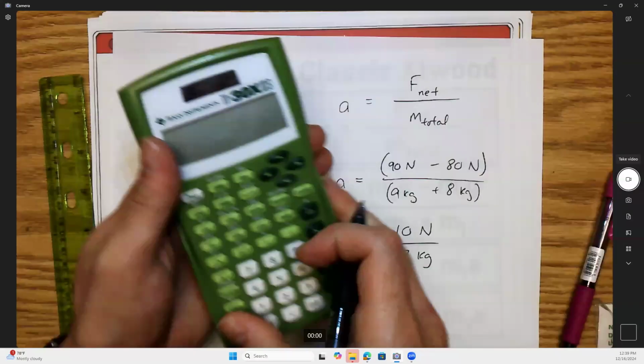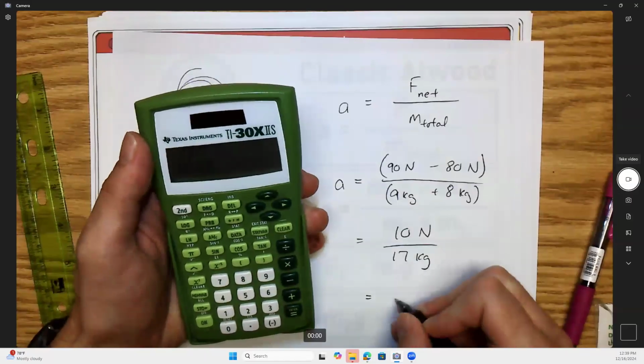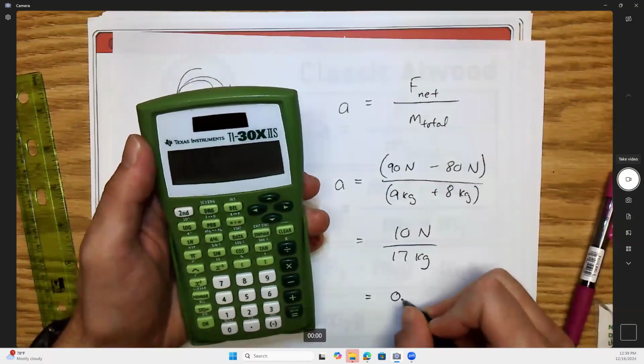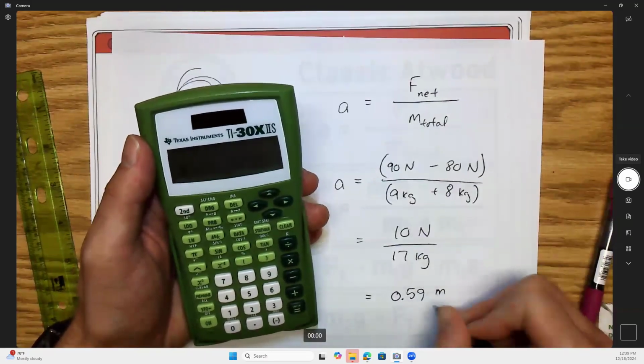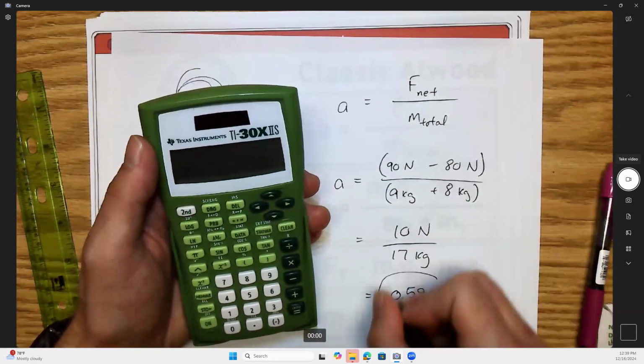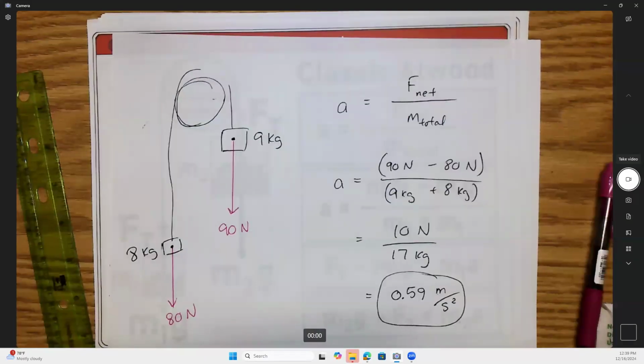10 on 17. So 10 newtons net force, 17 kilograms. That's 0.59. Oh, newtons per kilogram. Is that called meters per second squared? Same thing. There you go. There's the acceleration. You guys got that?